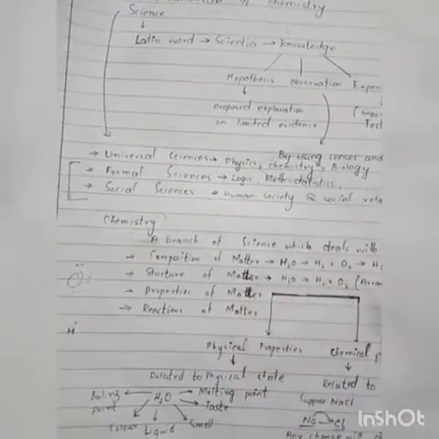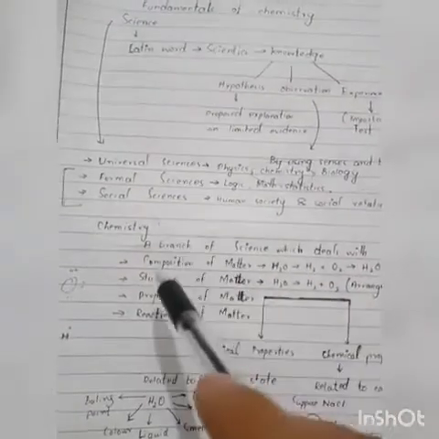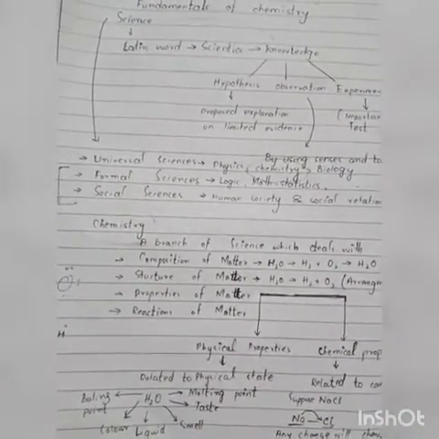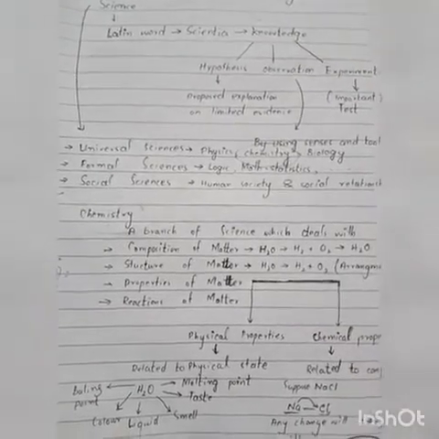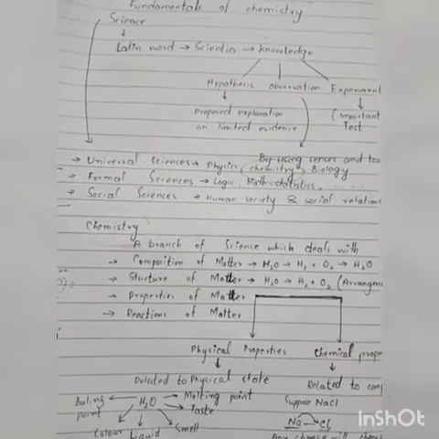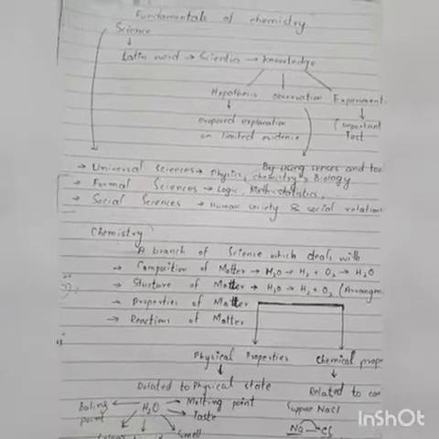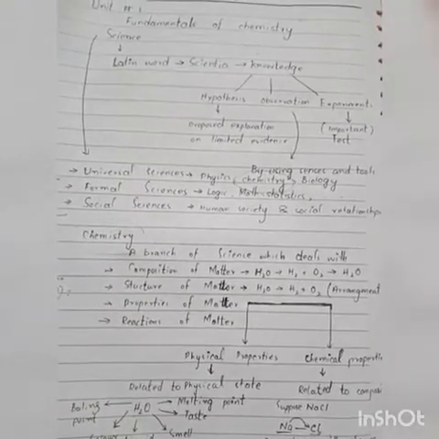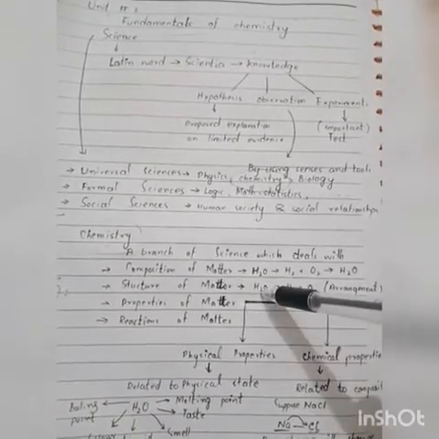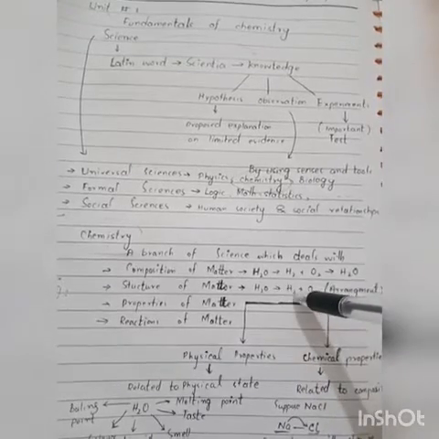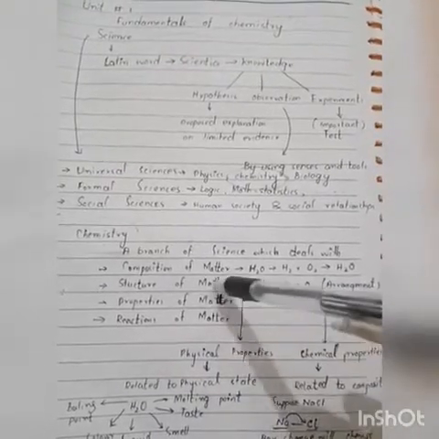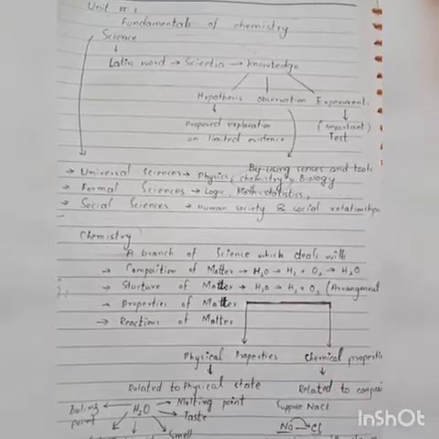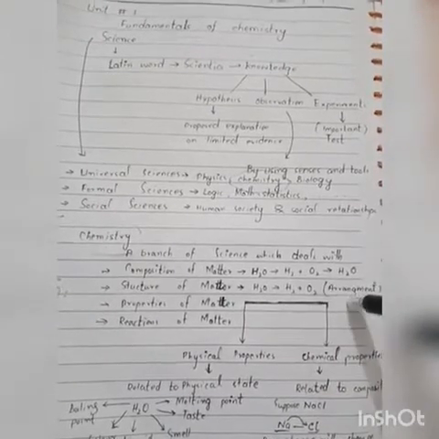Our next point is structure of matter. Structure of matter tells us, if any matter is composed of some kinds of atoms, then how they are combined with each other, in which arrangement they are combined with each other. Let's take an example of water, H2O. It is composed of hydrogen and oxygen. In structure of matter, we become aware of how hydrogen and oxygen combine with each other to make water.